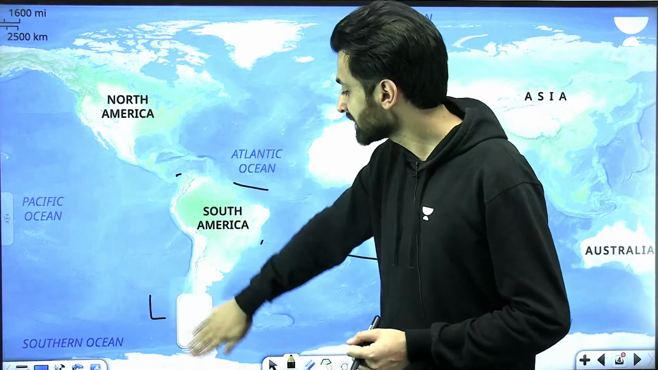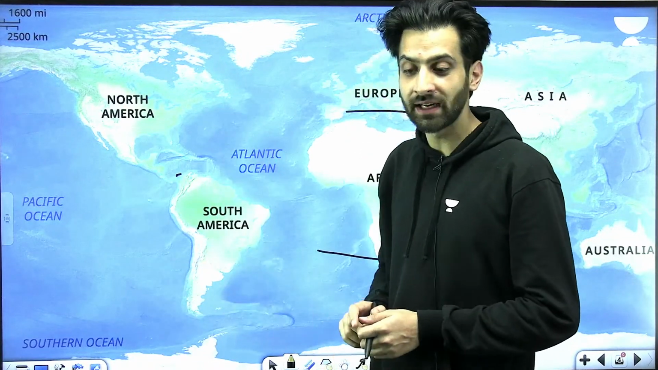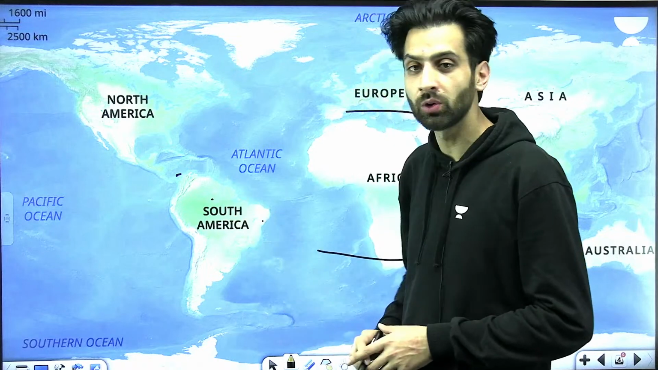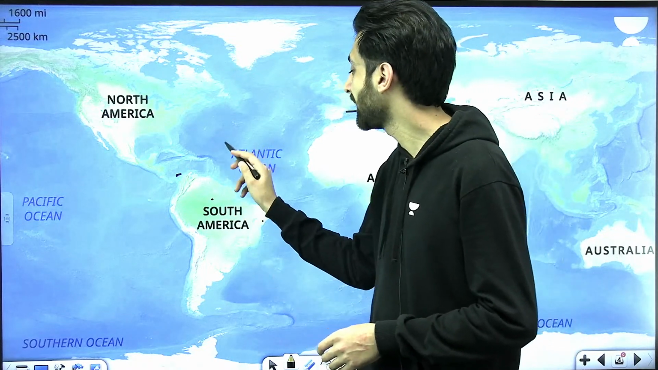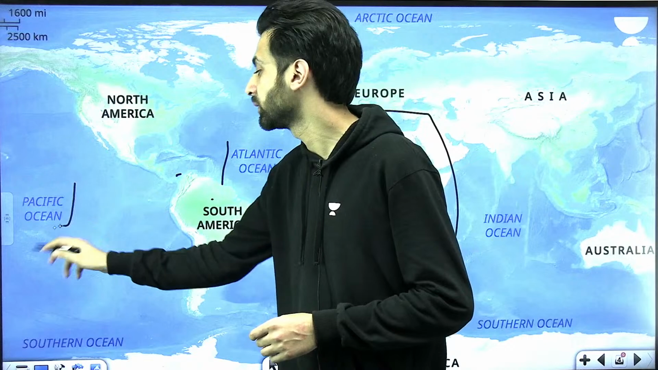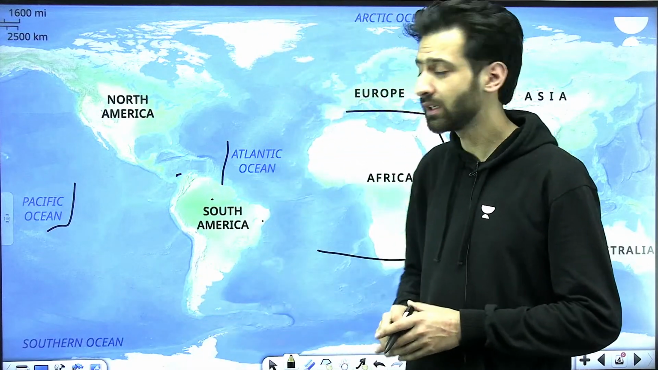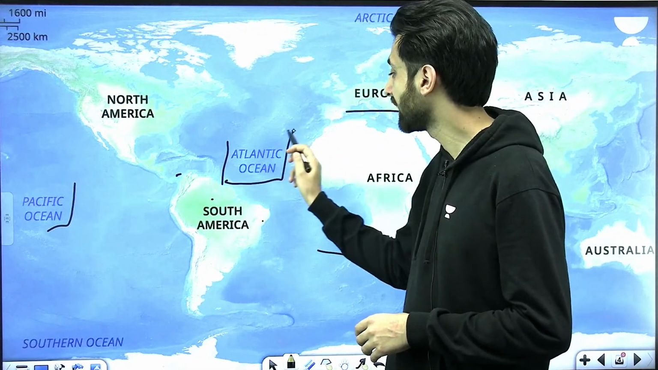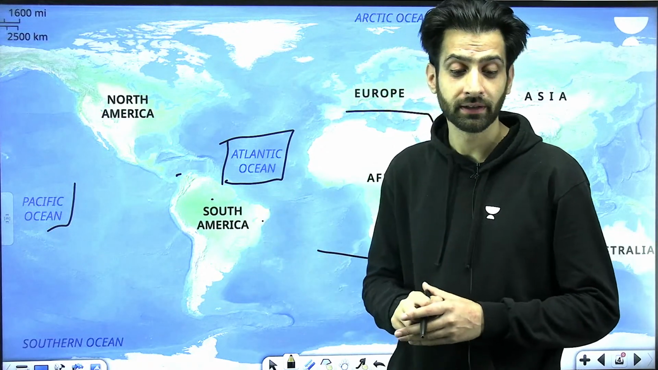Now, this is the continent that we're going to deal with next, that is South America. If you look at the continent, you will find it is surrounded by the Atlantic Ocean and the Pacific Ocean. The Atlantic Ocean is on the east side and the northeast side of the South American continent.